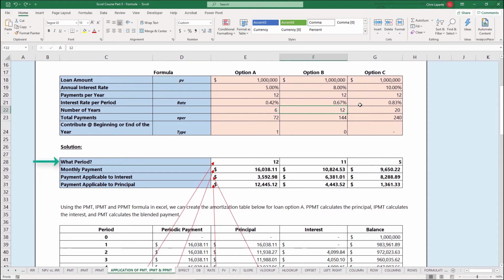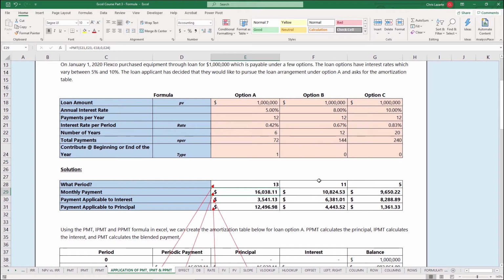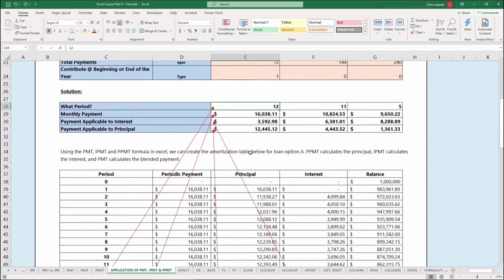So I can switch row 28, for example, in cell E28, I can put in 13, and it'll give me the data for the interest, principal, and total payment. The total payment is fixed, and the interest and principal functions are calculating the amount. I'm going to undo that. And let's take a look at how I calculated each of those amounts.